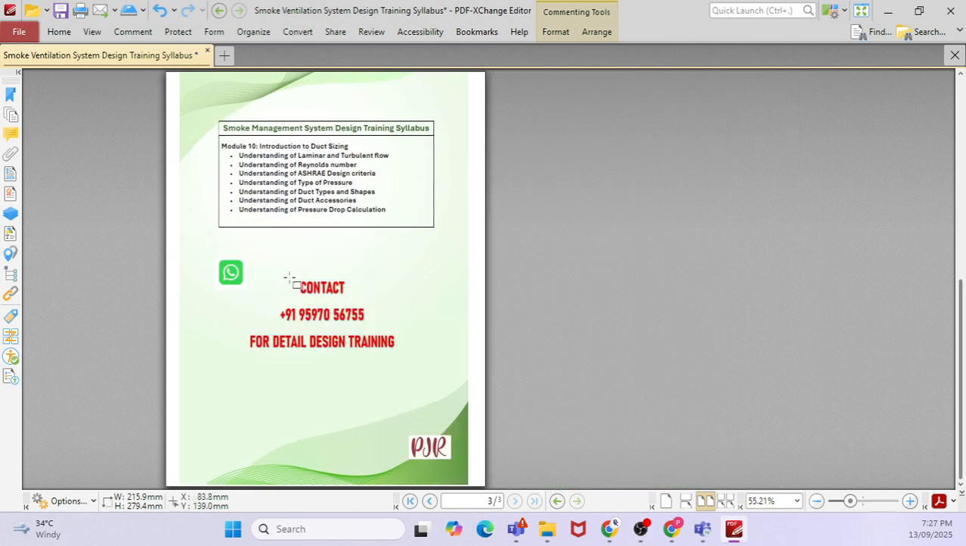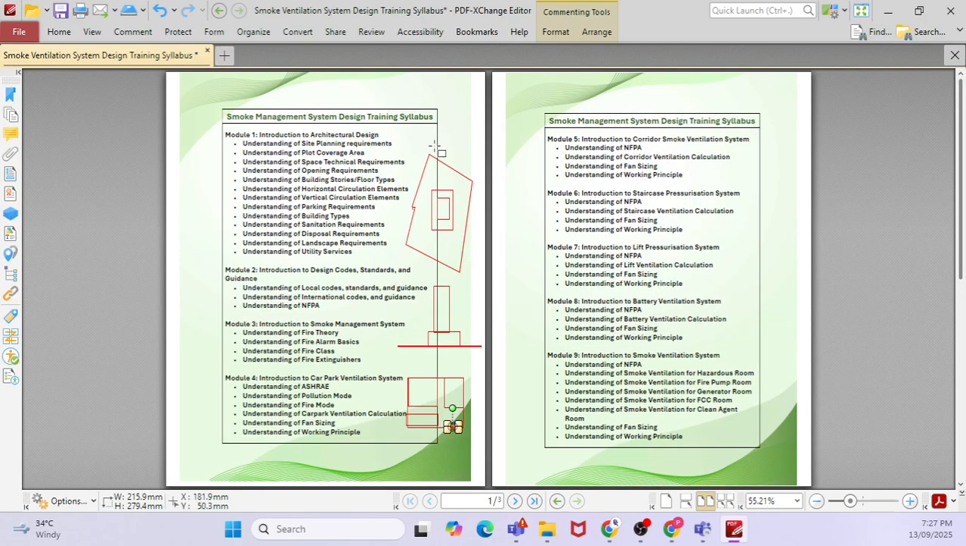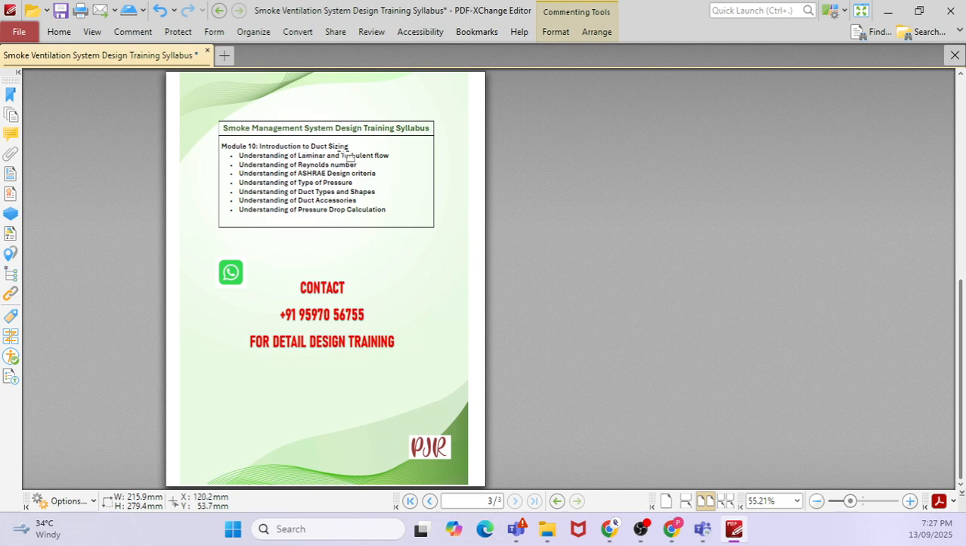Then we will also do the duct sizing. First of all, you are going to calculate all the airflow rates. Whenever you do each and every system, you do the calculation. After that we will do the duct sizing. For duct sizing, you have heard about laminar flow and turbulent flow, and we will also understand the Reynolds number. We will see the ASHRAE design criteria.